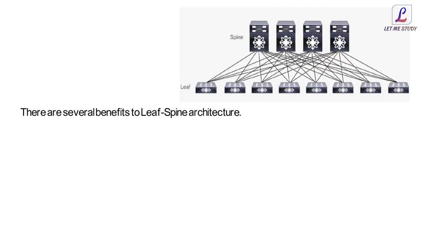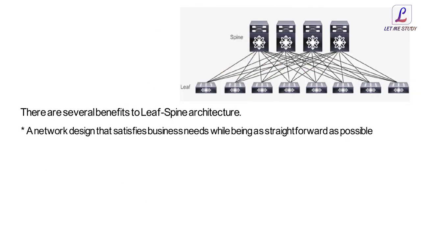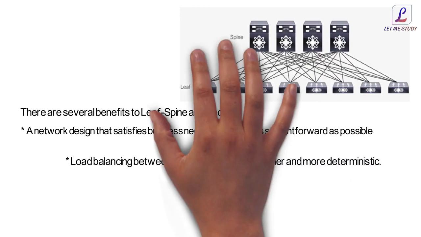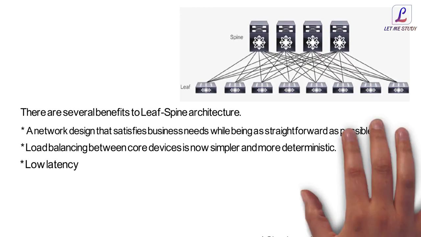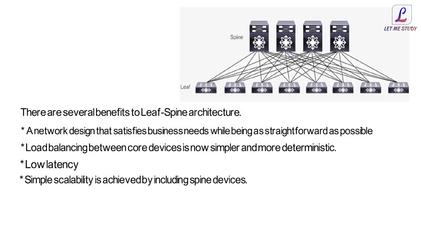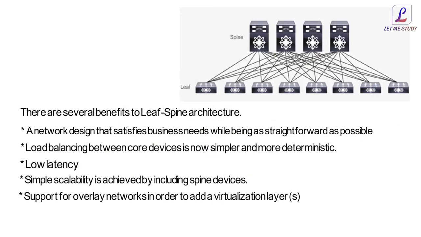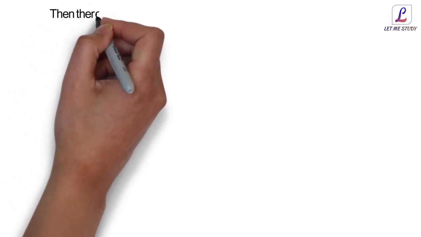A network design that satisfies business needs while being as straightforward as possible. Load balancing between devices is now simpler and more deterministic. Low latency. Simple scalability is achieved by including spine devices. Support for overlay networks in order to add a virtualization layer. Then there's WAN and SOHO.